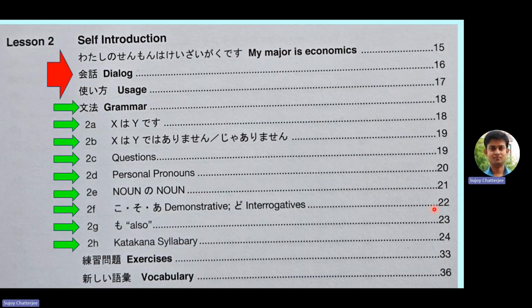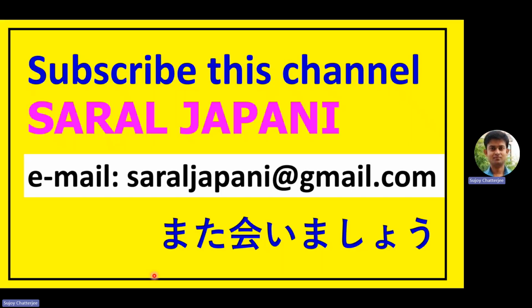So friends, that's all for now. There has been a lot of things that we have discussed, and now we have completed all of these sections of lesson 2. And in the next lesson, we shall look into the interesting part, the conversation between two persons. My major is economics, and then we will discuss that conversation in detail in these two sections, dialogue and usage. And then we will proceed with the exercises and vocabulary. So that's all for now, friends.